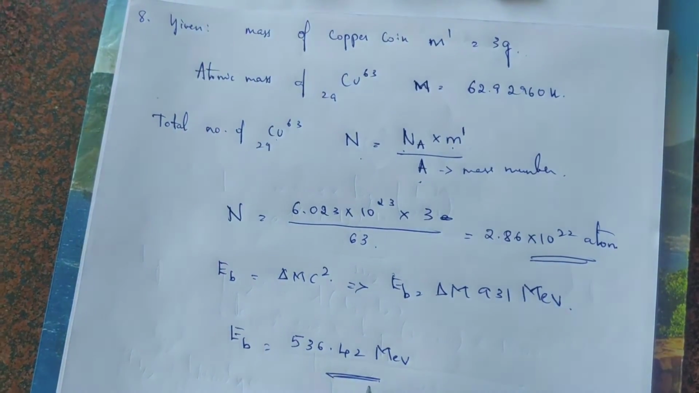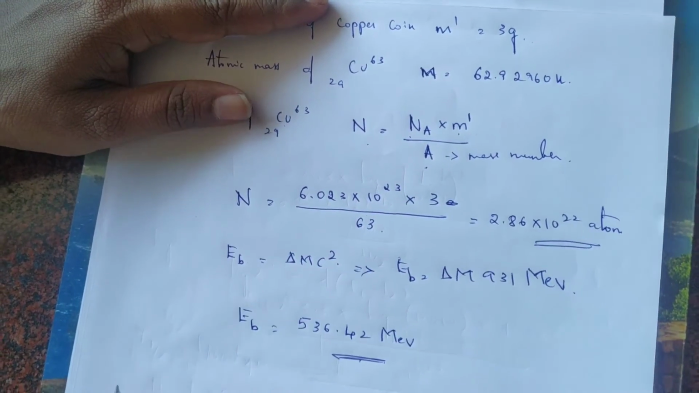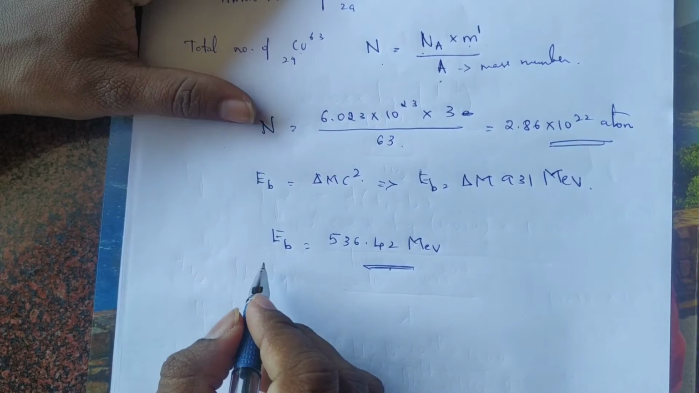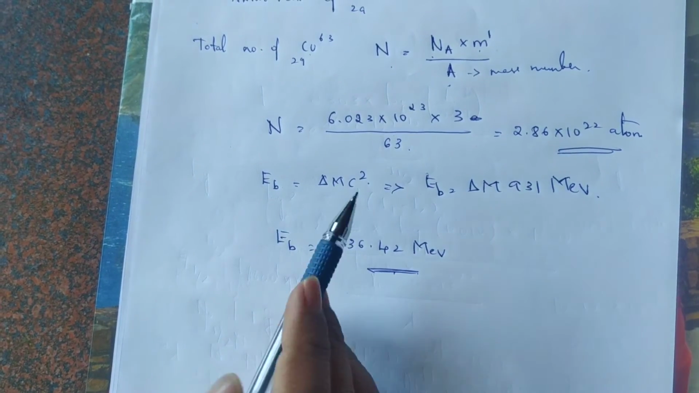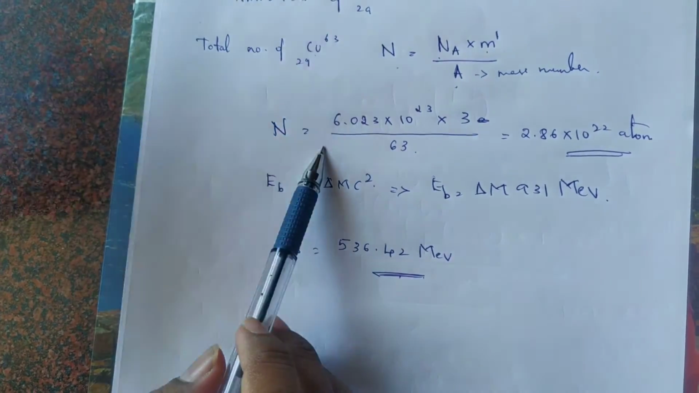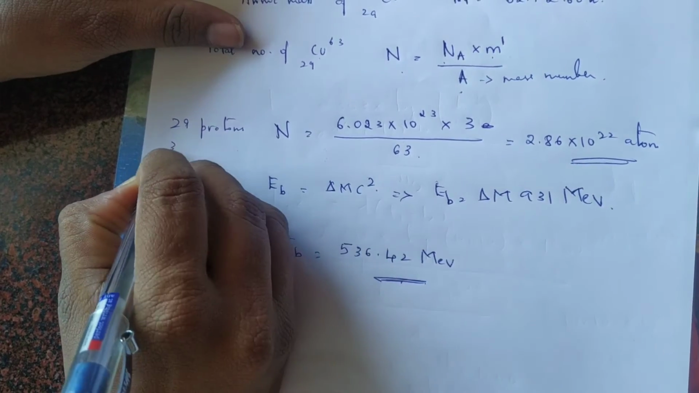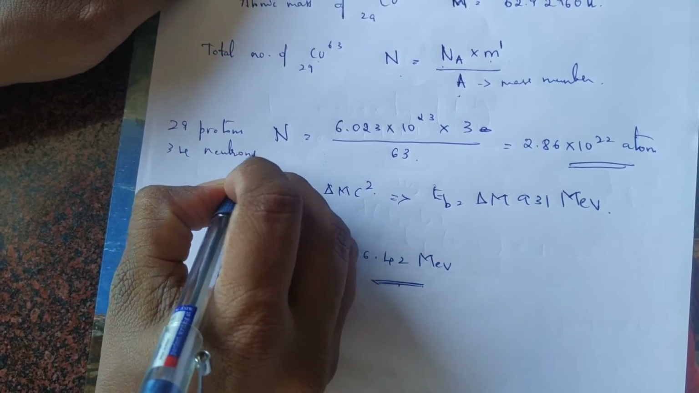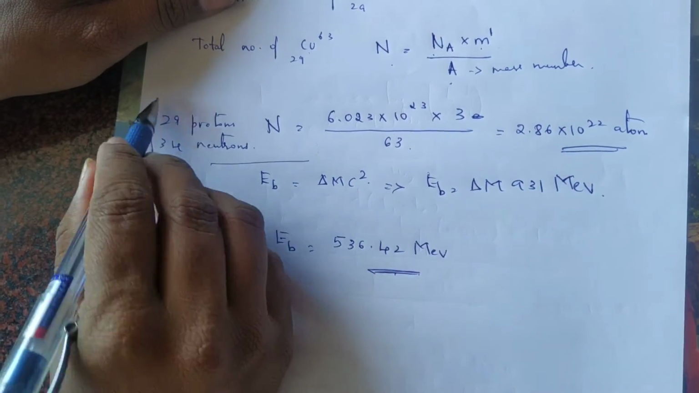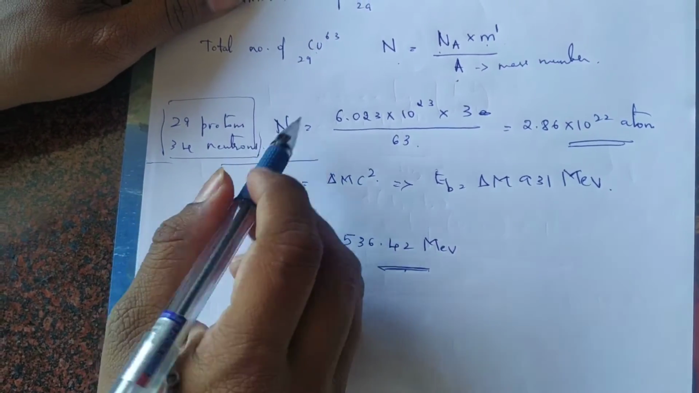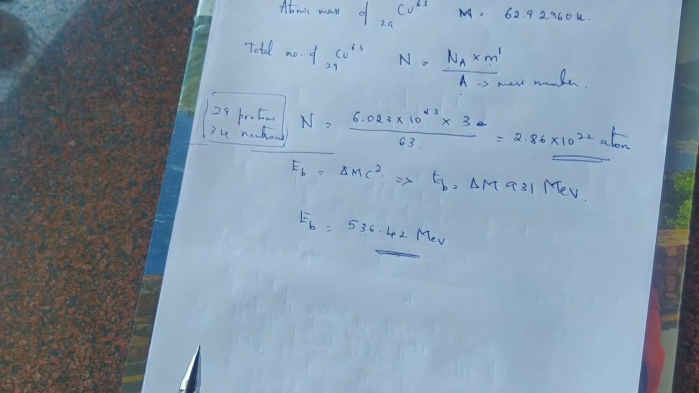Now after getting this, what conclusion can we get is how many protons and neutrons are present. After getting N, we can say 29 protons and 34 neutrons are present in the copper coin. After calculating N, we can come to the conclusion that 29 protons and 34 neutrons are present in the nucleus of the copper. Now we have to find nuclear force, right?